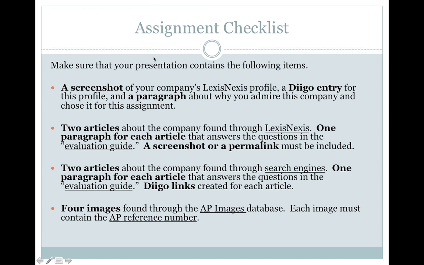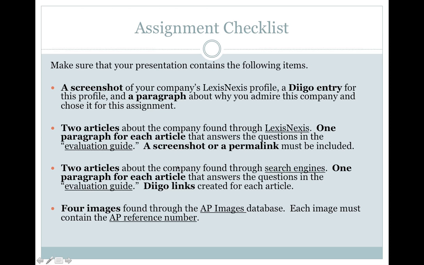But here's an overview of what you're going to do, right? You'll need a screenshot of your company's LexisNexis profile, a Diigo entry for that profile, and a paragraph for why you admire this company and chose it. Next, two articles about that company that you found through LexisNexis, with one paragraph for each article, using the questions in the evaluation guide to create that paragraph. You'll include either a screenshot or a permalink.